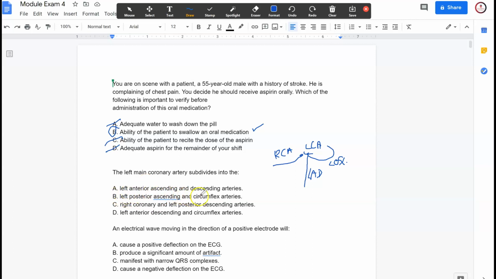If you look at the questions here, we didn't even talk about a left posterior ascending. First of all, there's no anterior ascending. There's no posterior ascending. It's descending. Okay, so those two automatically get themselves crossed off. Right coronary and left posterior descending. Okay, the right coronary artery comes right from the original coronary. It does its own thing. It doesn't associate itself with the left main coronary artery, which we were looking at. Left anterior descending and circumflex. There's your answer.